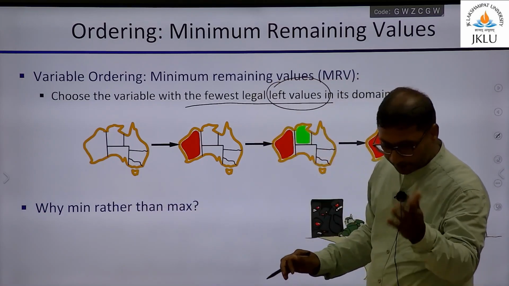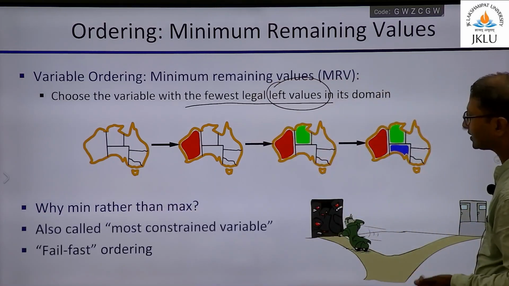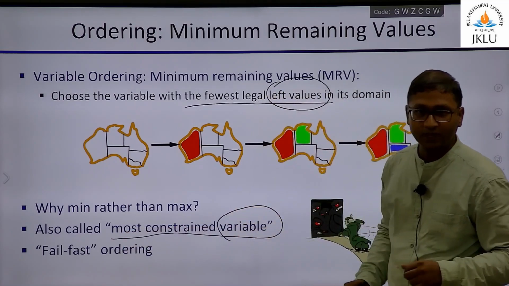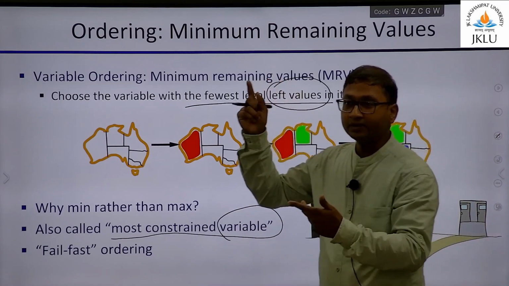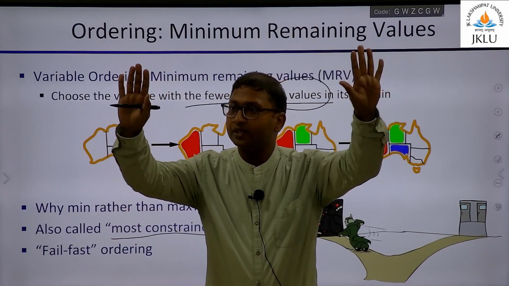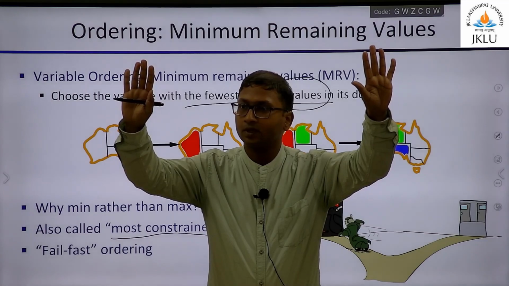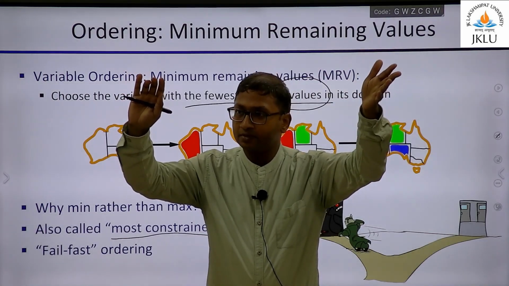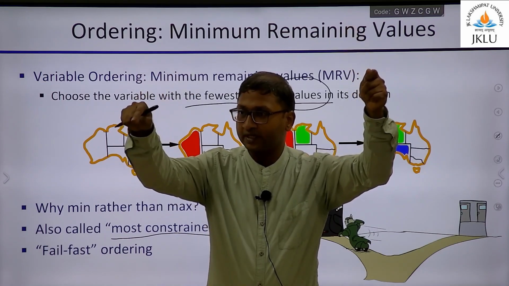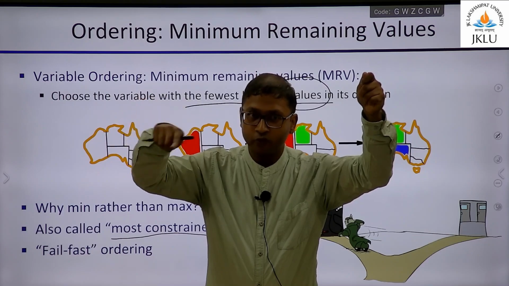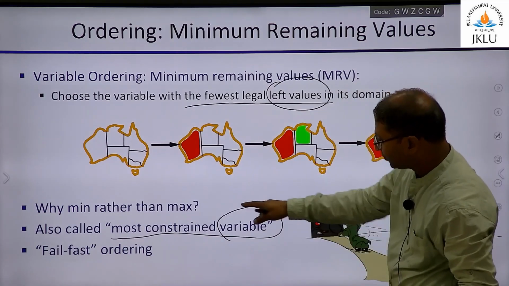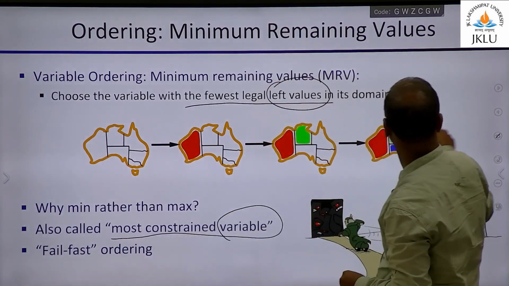Why minimum rather than max? You know why minimum rather than max? Also called the most constrained variable. Right? Because that guy, what might happen? What can go wrong between the 3 and the 1? If you chose the 3 one first, they might be neighbors, right? And let's say you happen to choose a wrong color that constrains the other. If you choose this one, it is not constraining that one. Fail fast ordering, it is also called that.